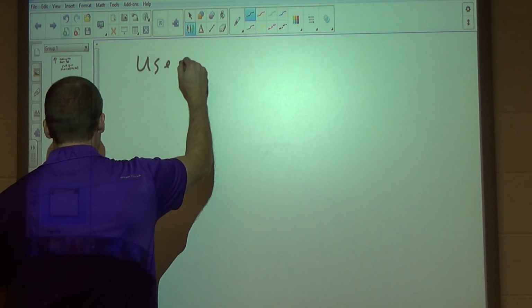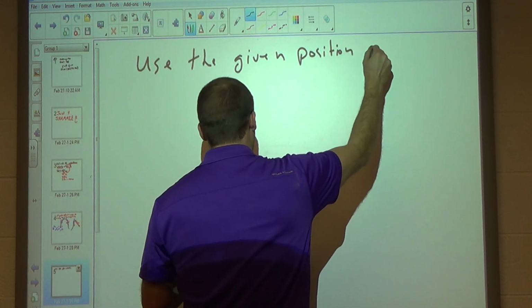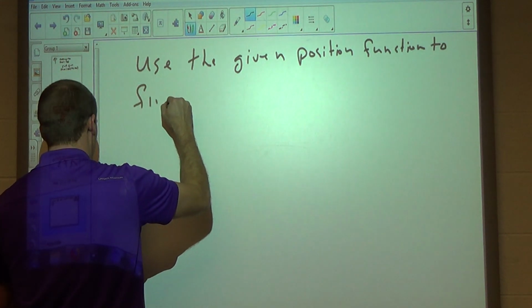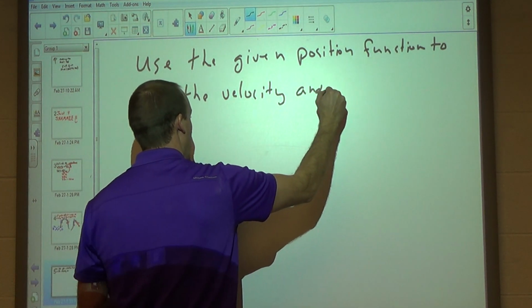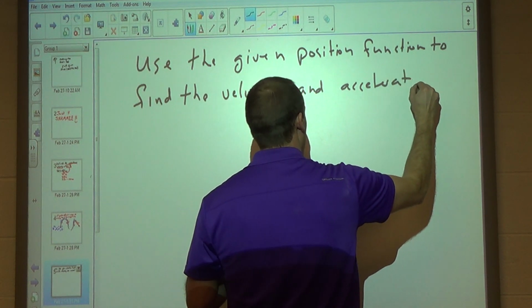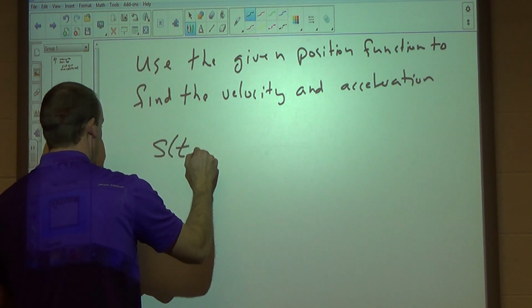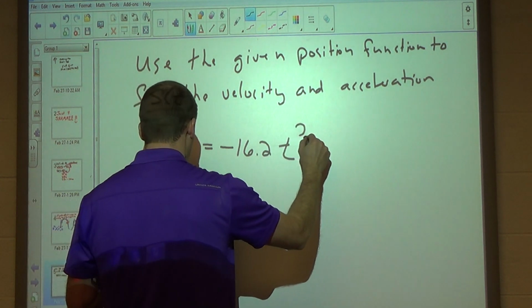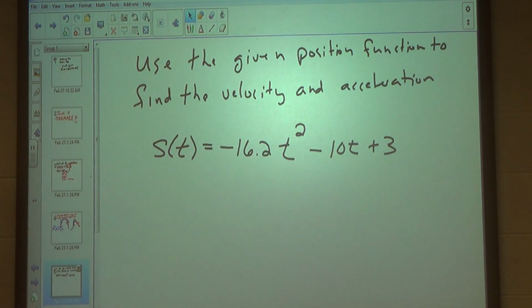So now it says use the given position function to find the velocity and acceleration. Okay, so I'll have S of t equals negative 16.2 t squared minus 10 t plus 3. Okay, so I need to find the acceleration and the velocity of those.